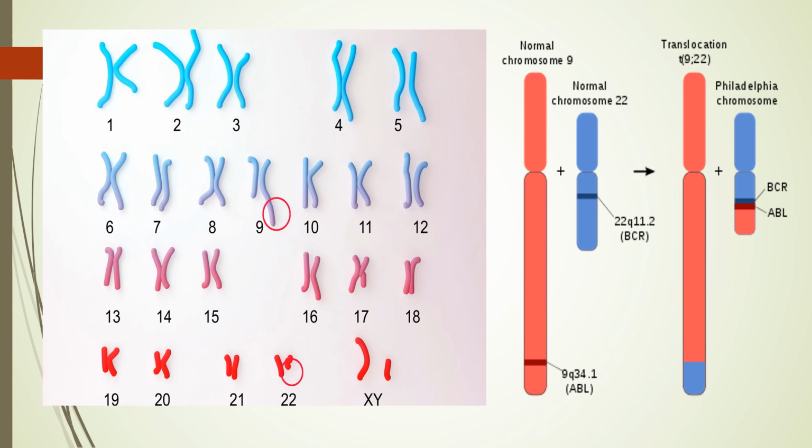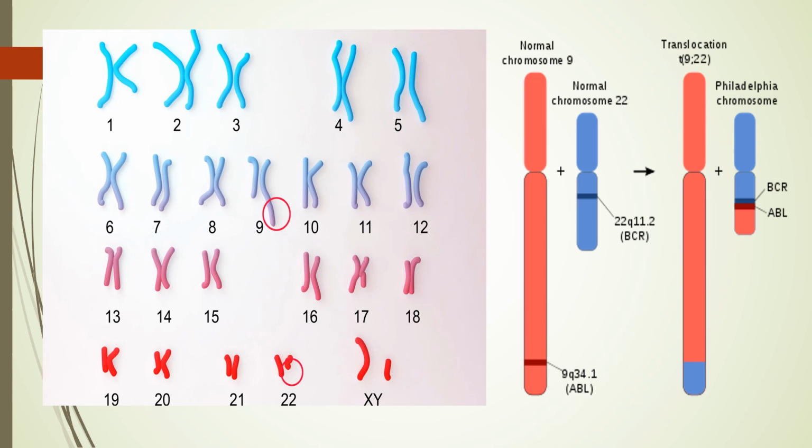In this slide there are two photographs. On the left side is the karyotype, that is 23 pairs of chromosomes in a human being. Just note down the pair number 9 and 22. They are encircled by a red circle.